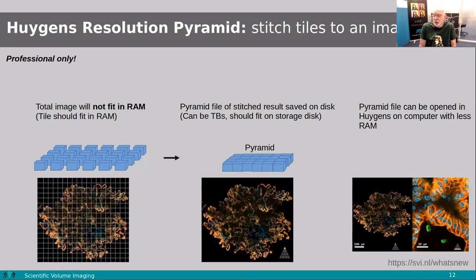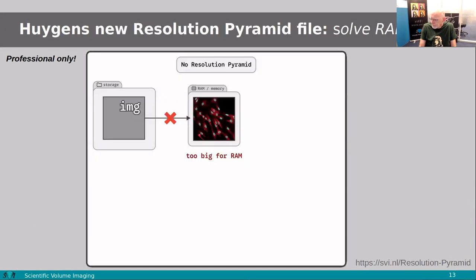This image can then also be visualized on a computer with much less RAM capabilities, like for example your laptop, because it contains a pyramid file structure. And in this pyramid file structure, multi-resolution images are stored. And I will explain a bit more about that.